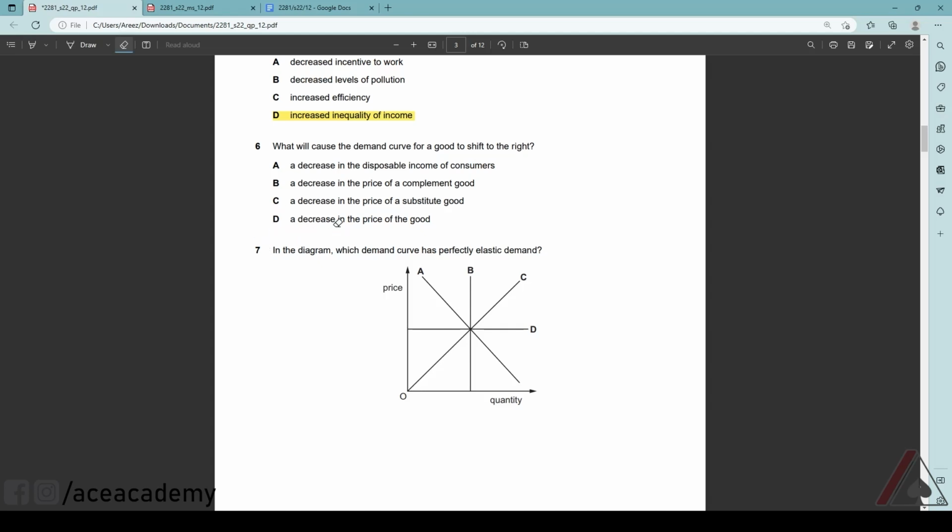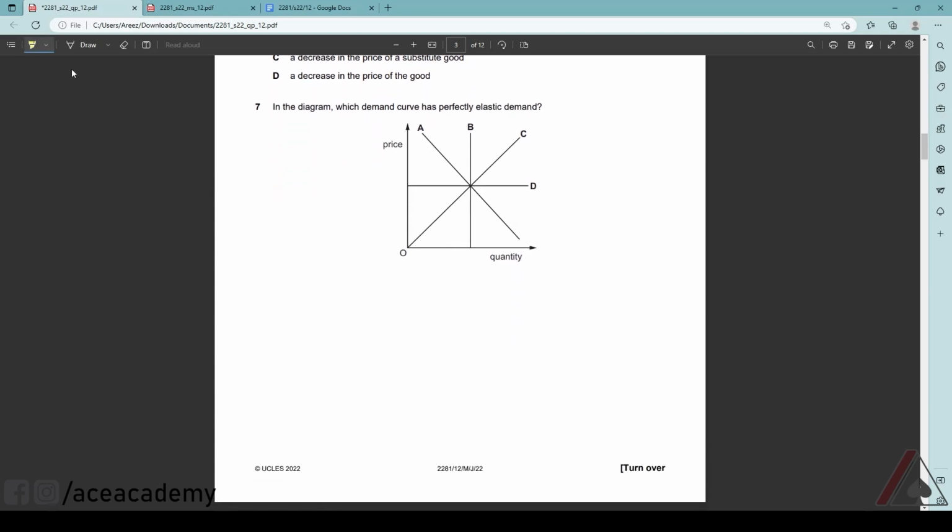D is a decrease in the price of a good. This is immediately not the answer because they're talking about the price of the good specifically. Why is this not the answer? Because they're talking about a shift and not a movement. Therefore, a price factor would not cause a shift in any curve. Therefore, D is not the answer. Your answer, therefore, is B, a decrease in the price of a complement.